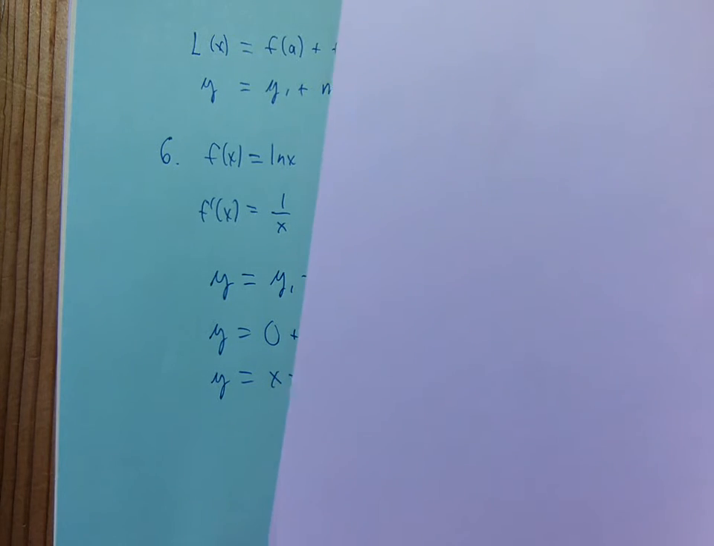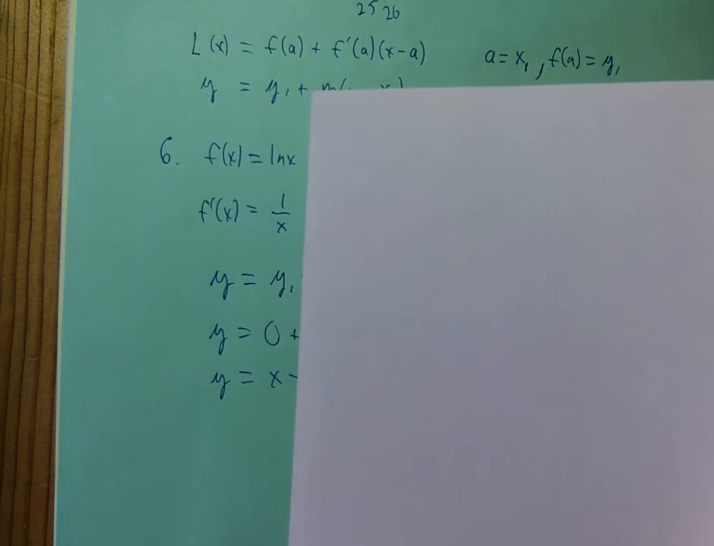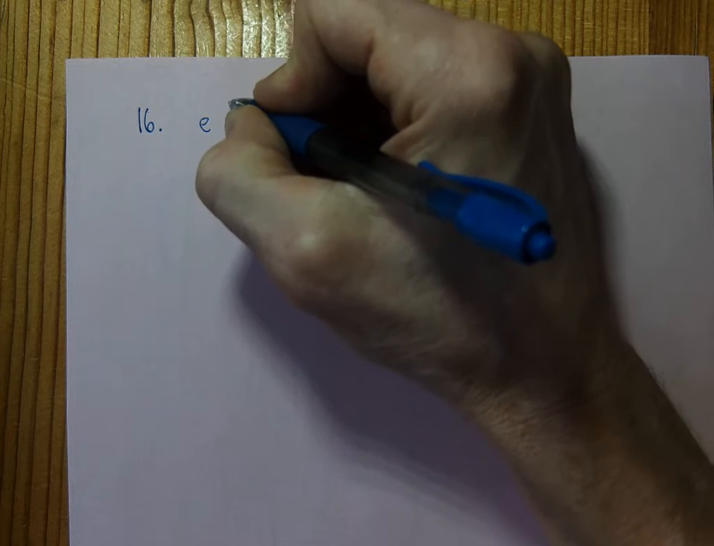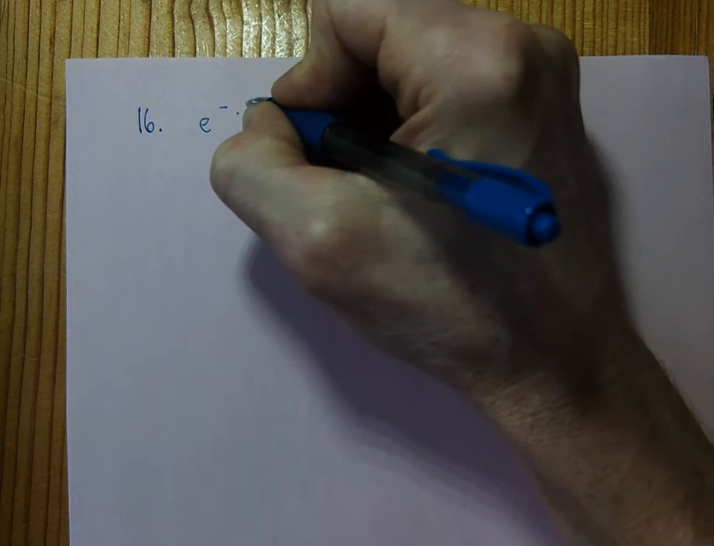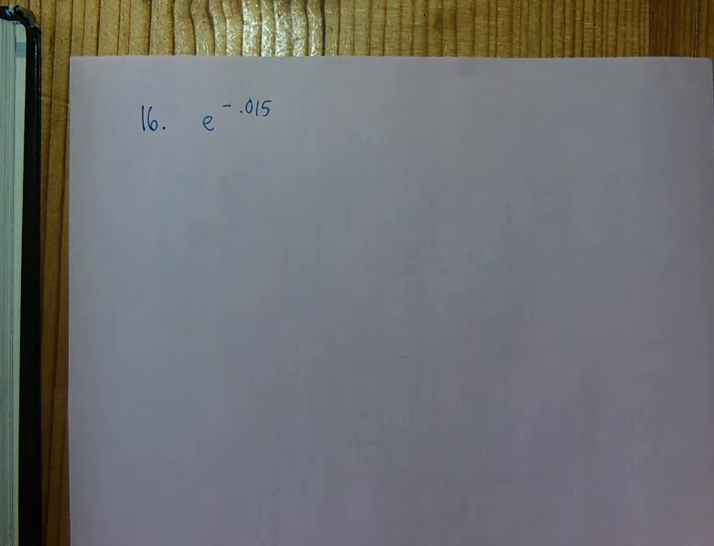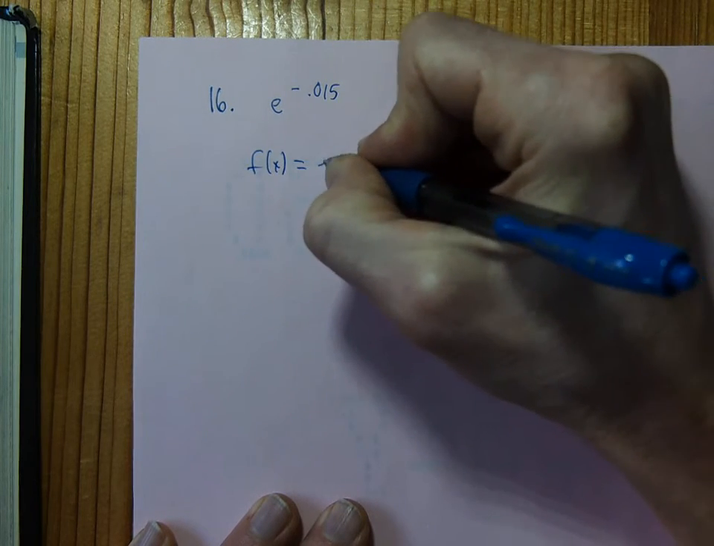Let's look at number, I don't know, let's see. I assigned 15, 17, so let's look at number 16. Number 16 says use a linear approximation to estimate the given number. Okay, so we want to estimate e to the negative 0.015. So that's a hard thing to do. However, you'll notice, what we always have to do is pick a number close to that we know for sure. Okay, so first our function is e to the x.